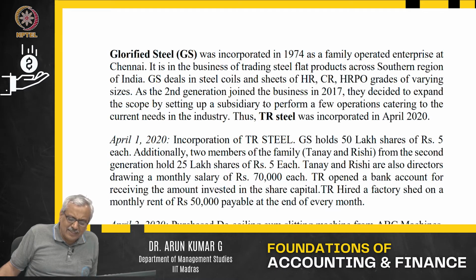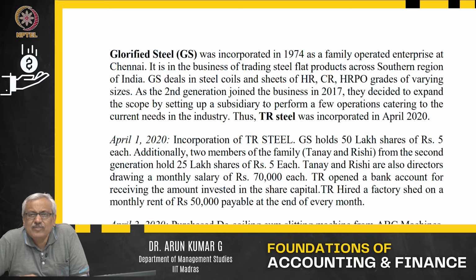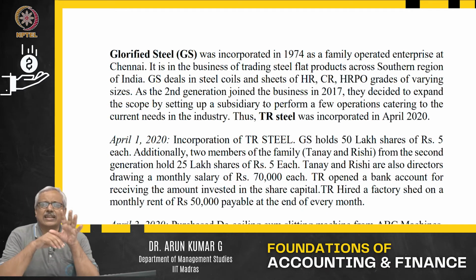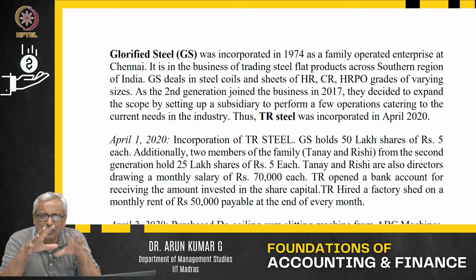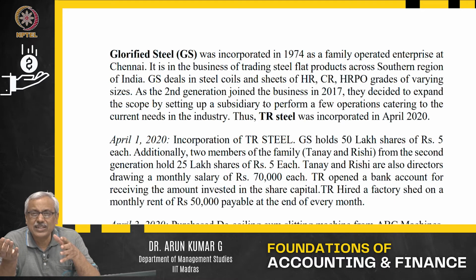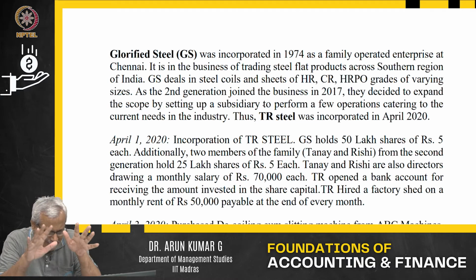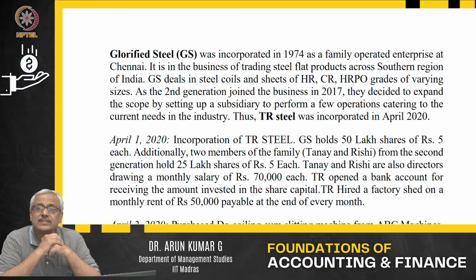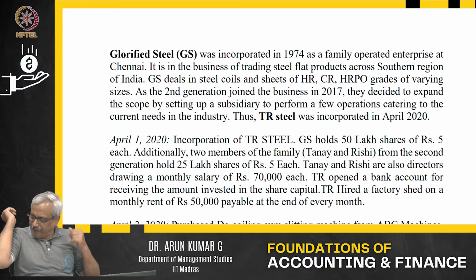Now you might say, sir, Tanay and Rishi are also directors drawing a monthly salary of 70,000 each. Yes. When do you draw salary? End of the month. So we are on what day? 1st of April. 30th of April, let's worry about salary. As of today, we are not worried about salary, because as of today, what is the transaction that has happened? That is only a contract. The contract becomes executable only at the end of the month when you pay the salary. So as of today, no expenditure. That is a statement which we will have to worry about at a later stage.